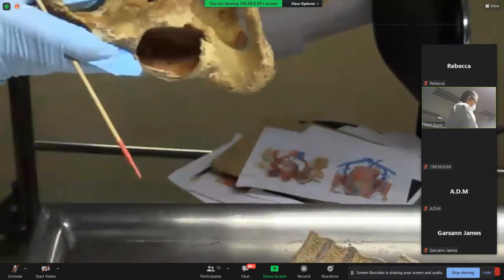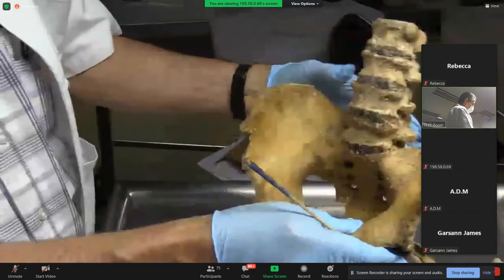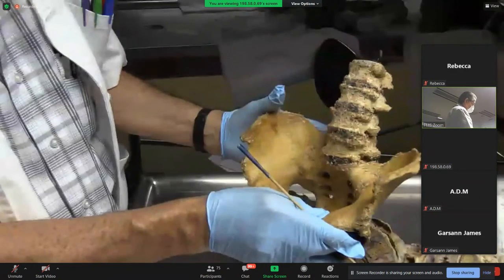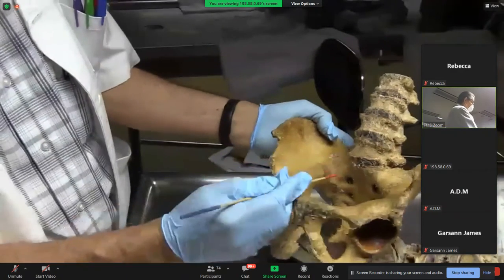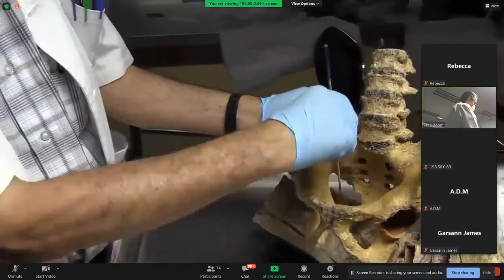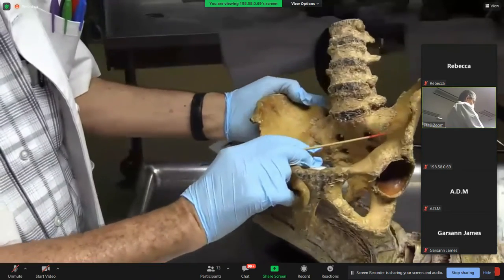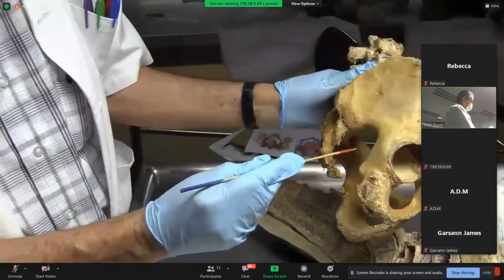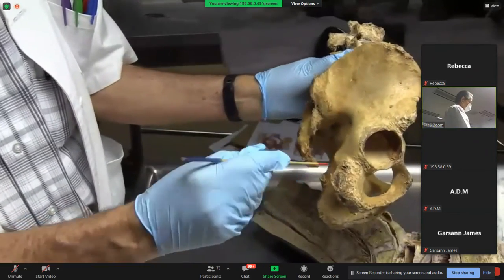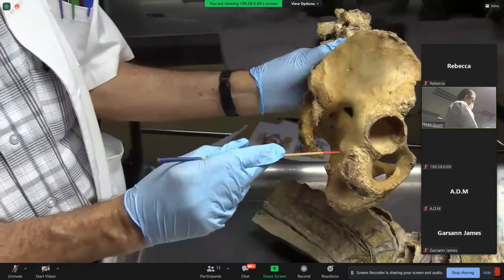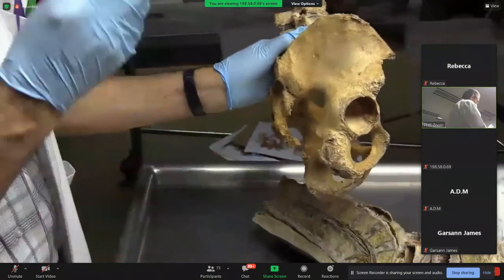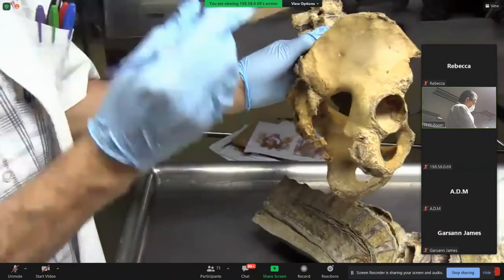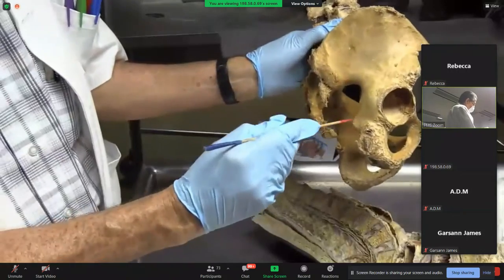So I showed you in the female where the external iliac artery is here, the internal iliac artery is going down, coming out from the anterior division. By the way, everybody should know that this is the greater sciatic foramen, this is the lesser sciatic foramen. This is the sciatic tubercle, right? Okay?